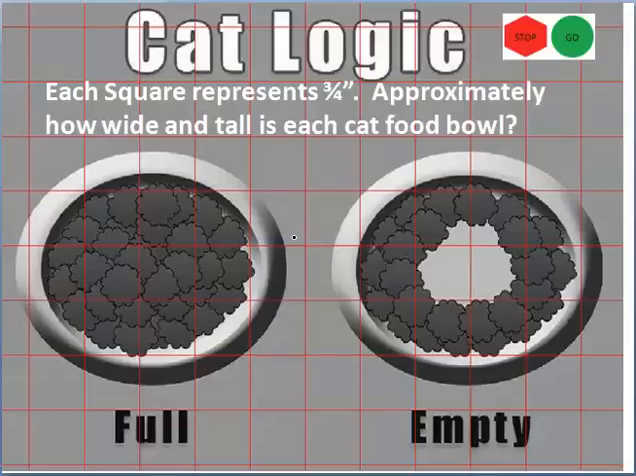All right, I call this the cat food logic problem. So using the grid, see if you can tell the width and height of the cat food. All right, let's see how you did.